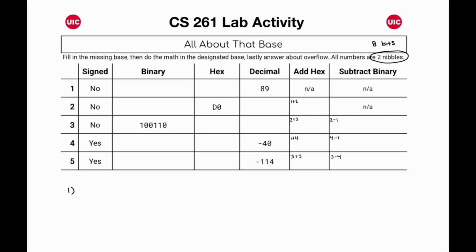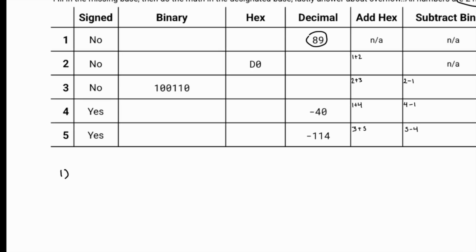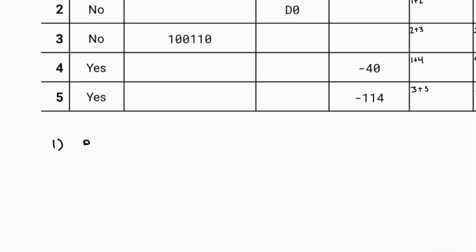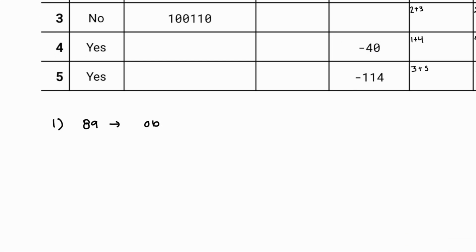Question 1, we are given decimal 89. This means we should first try to convert it to binary, and then it'll be really easy afterward to convert that binary to hex. With converting decimal to binary, we want to divide by 2 and use the remainders to continue dividing until our divisor is equivalent to 0.